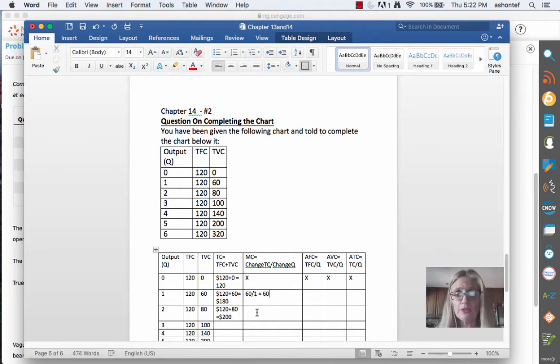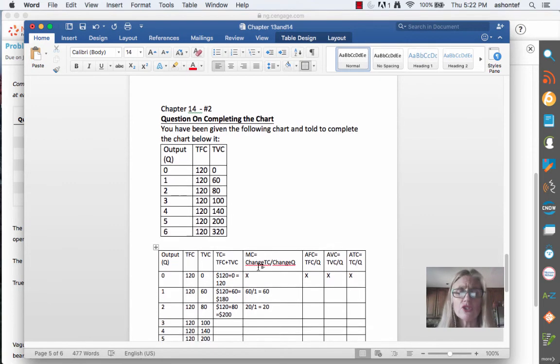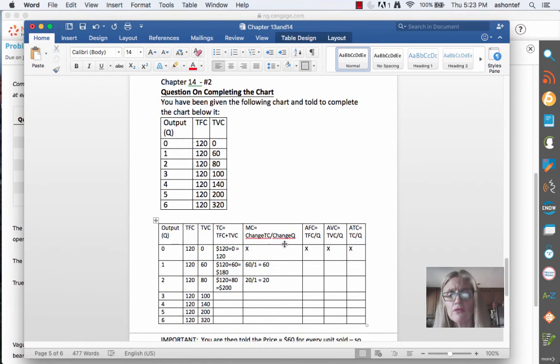So we'll do one more. From 1 to 2, our cost went from 180 to 200, so the change was 20, and divided by 1, which equals 20. And we would just keep on going on down to come up with our marginal cost curve. And then to get average fixed costs, we would use the total fixed cost and divide it by Q. For average variable, we do our total variable cost divided by Q, and then we do the same for average total. So I don't think you'll have issues filling in this chart.